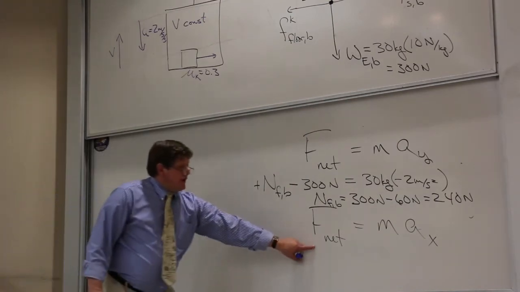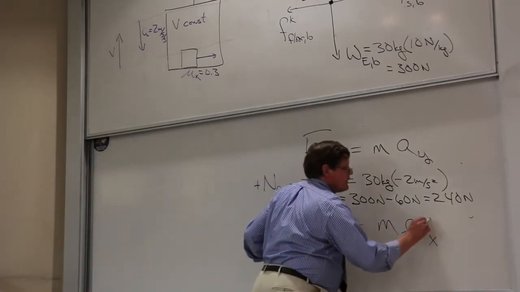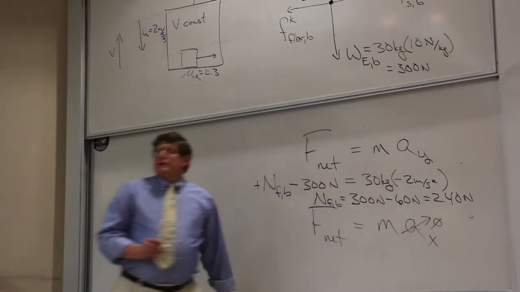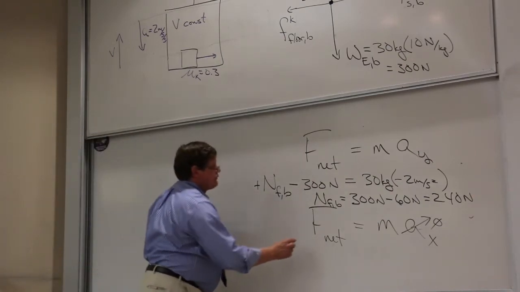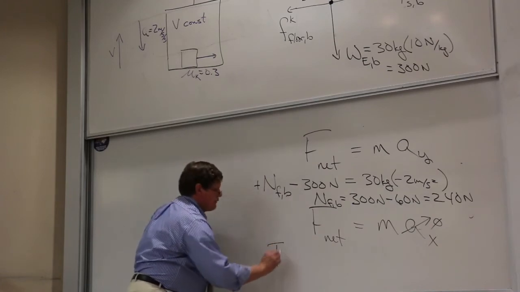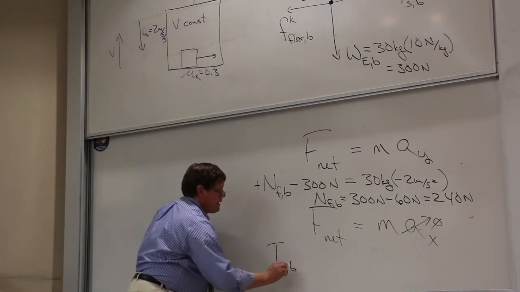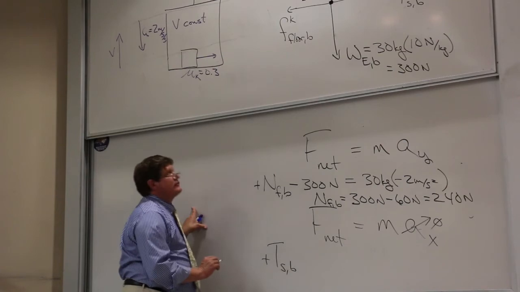Now in the x direction, there is no acceleration. It's moving at constant speed. Okay? And so that means that when I add up all these forces, I have a tension force, string on the block. It's to the right, so it's positive.